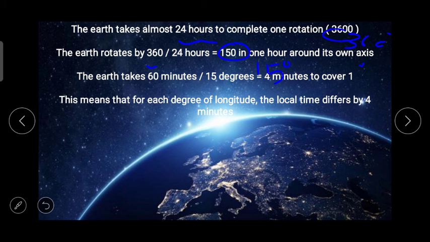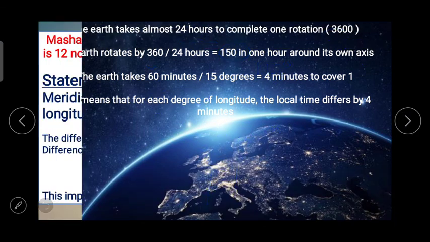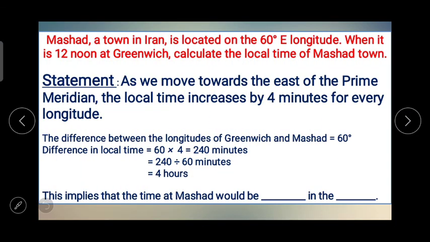This means that for each degree of longitude the local time differs by 4 minutes. अगर हम दो longitudes की बात करेंगे तो दोनों में time का difference कितना होगा, 4 minutes का. Okay, now we'll see with the help of examples how to solve. Here 2 examples are given.